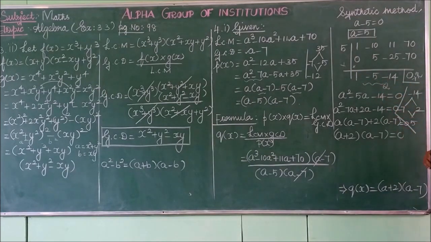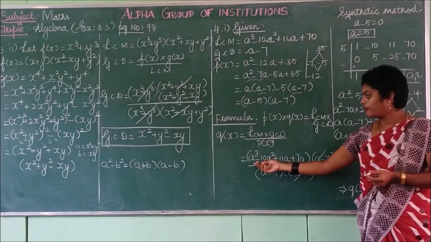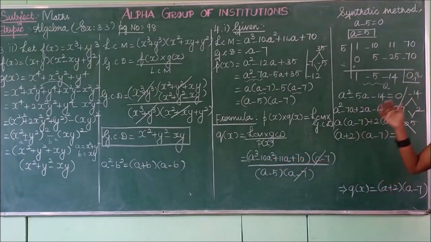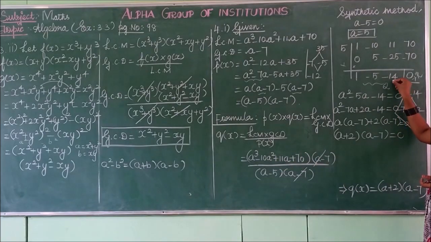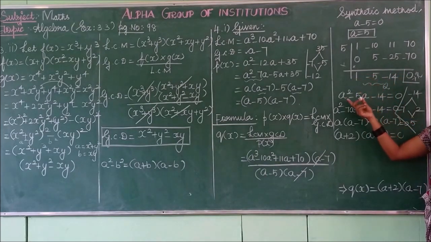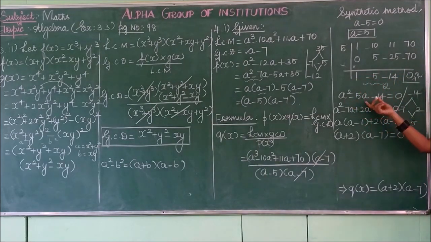So this can be rewritten. It is already in the form of a cube minus 10a squared plus 11a plus 70. So again you can rewrite that in terms of a only. Take this term as the constant. This is the first term a, and before it is a squared. So it is in the form of a squared minus 5a minus 14, which is equal to 0.